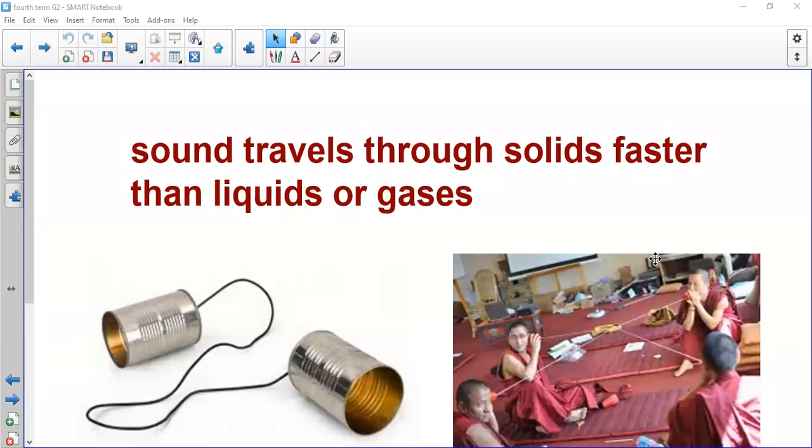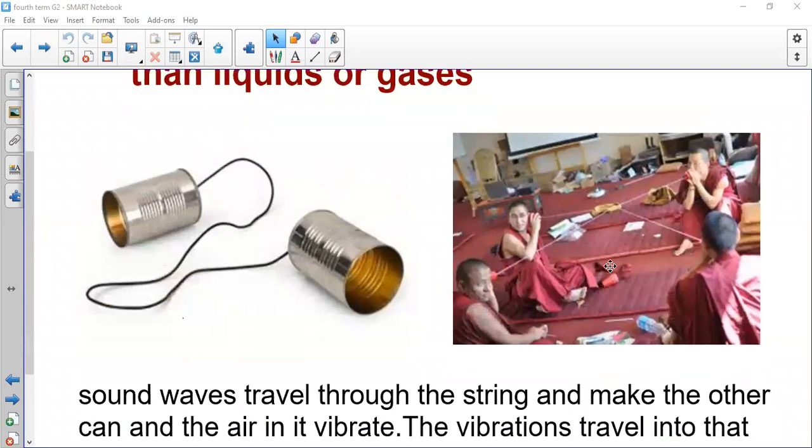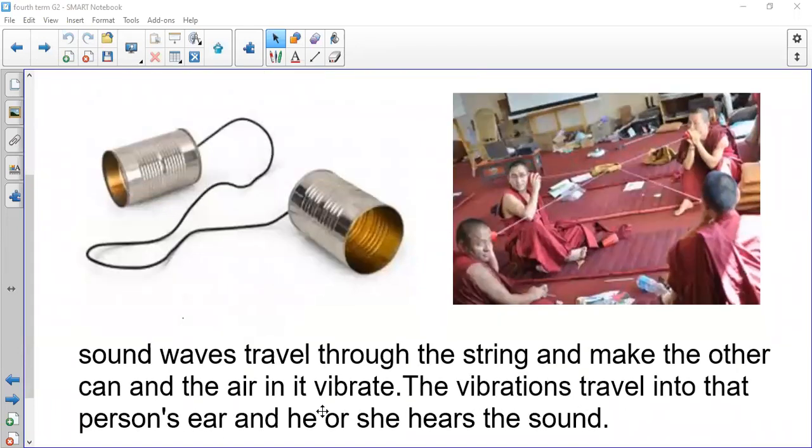Sound will travel from one can through the string to your ears from the other can. Okay, so here we are using two cans and they are solid. So let's see what it says here. It says that sound waves travel through the string and make the other can and the air in it vibrate. So the vibrations travel into that person's ear and he or she hears the sound.